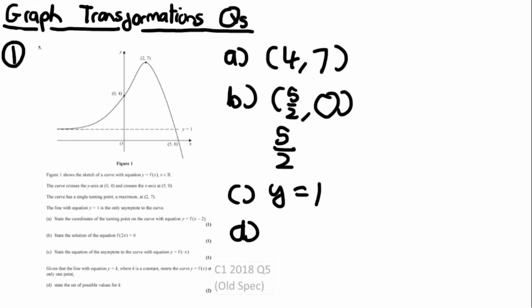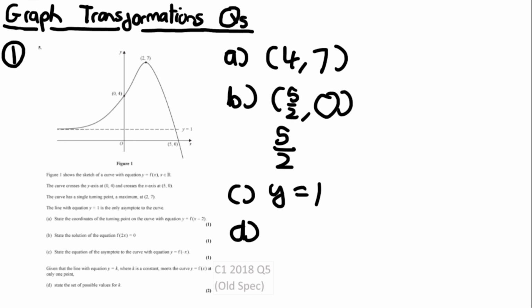The final question is, given that the line with equation y is equal to k meets the curve y equals f of x at only one point, state the possible values for k. So the line with equation y is equal to k is a line that is going to look something like this, where it's going to be a straight horizontal line like that, and you need to find the points where it's only going to meet the curve once.